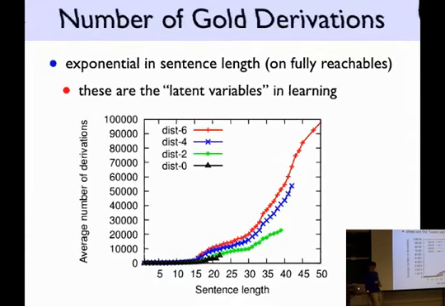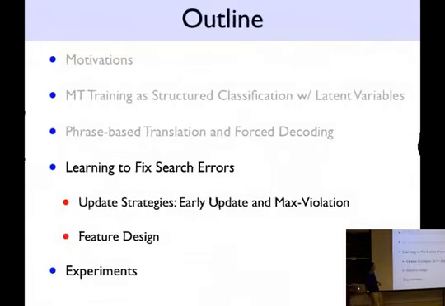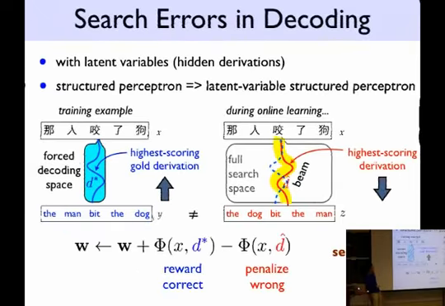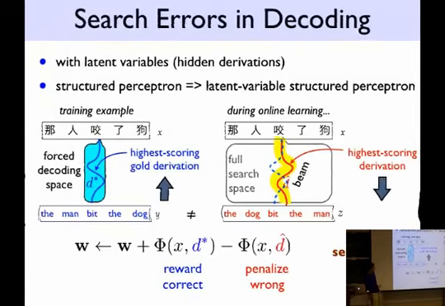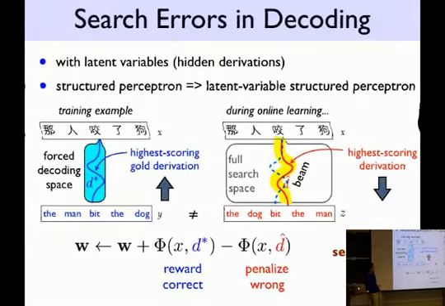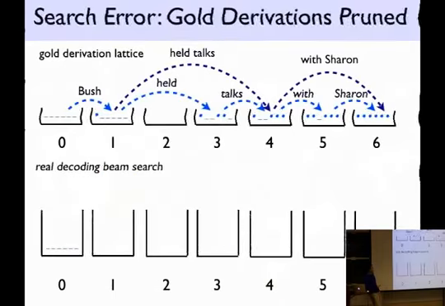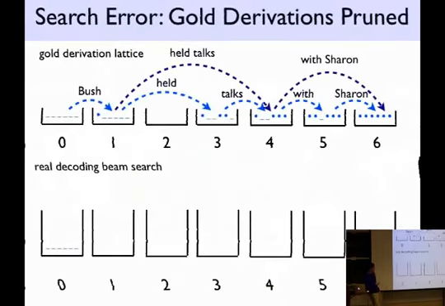Okay. And now we're going to talk about how to learn to fix search errors. That's the meat of this talk. So again, you have this picture. There's a full search space. There's a narrow beam, which causes the correct guys to fall off very early in beam search. And how do you fix it? Here's an example of the goal derivations falling off.